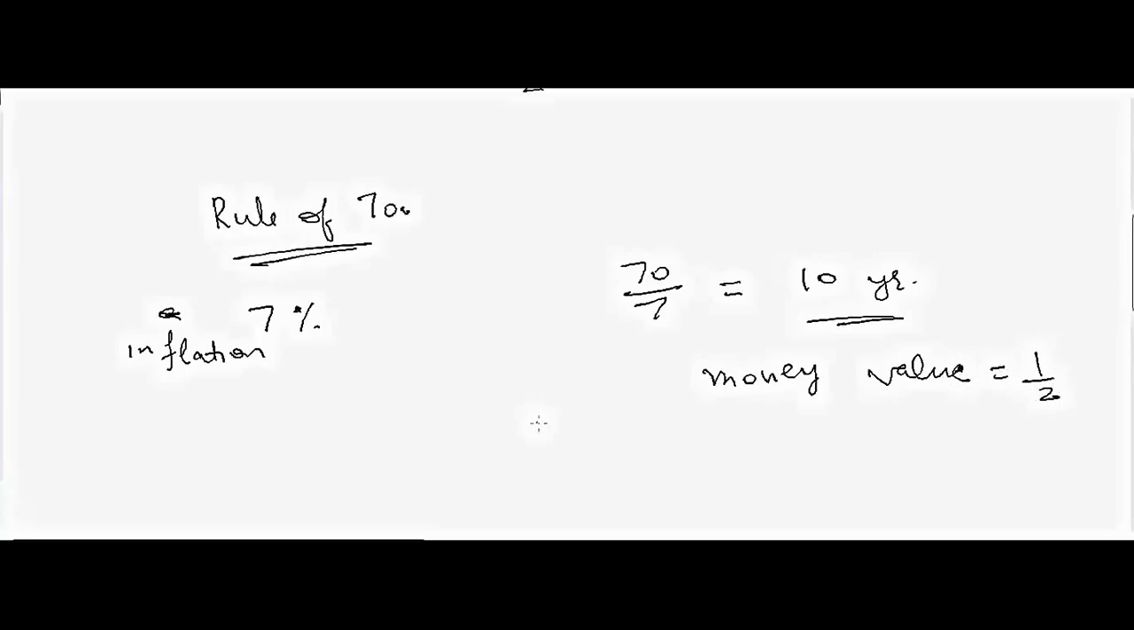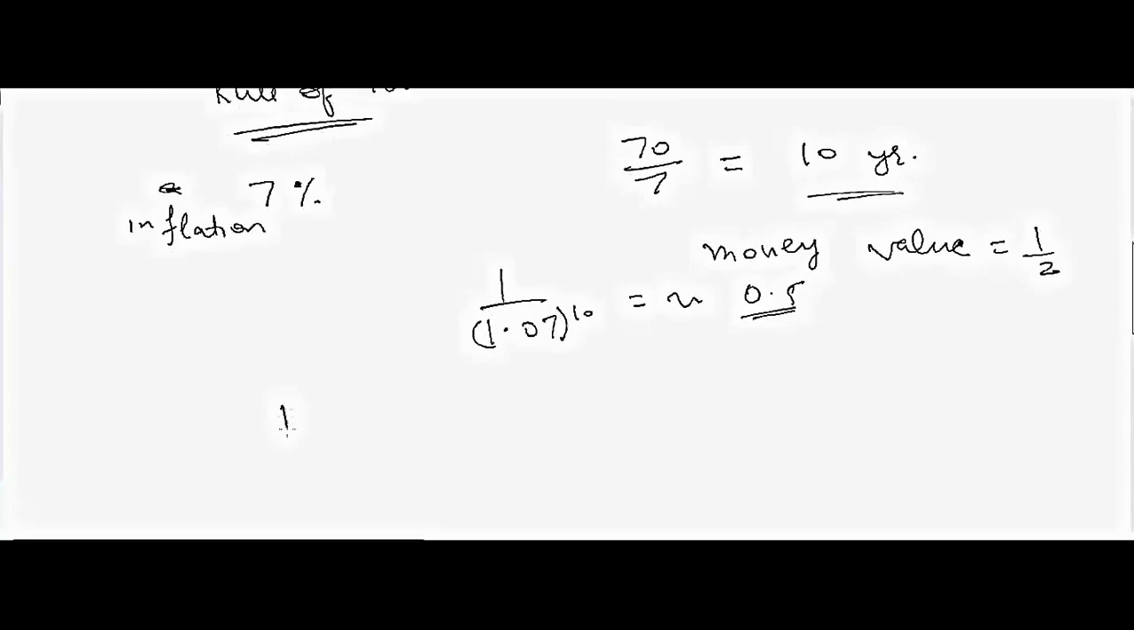You can do this in an accurate way by calculating 1.07 raised to the power 10, and that will be approximately equal to 0.5. So it takes around 10 years, if the inflation is 7%, for money to become half. In the same way, if the inflation is 14%, then it will take you 70 divided by 14, which is equal to 5 years. So this is what we call the rule of 70.